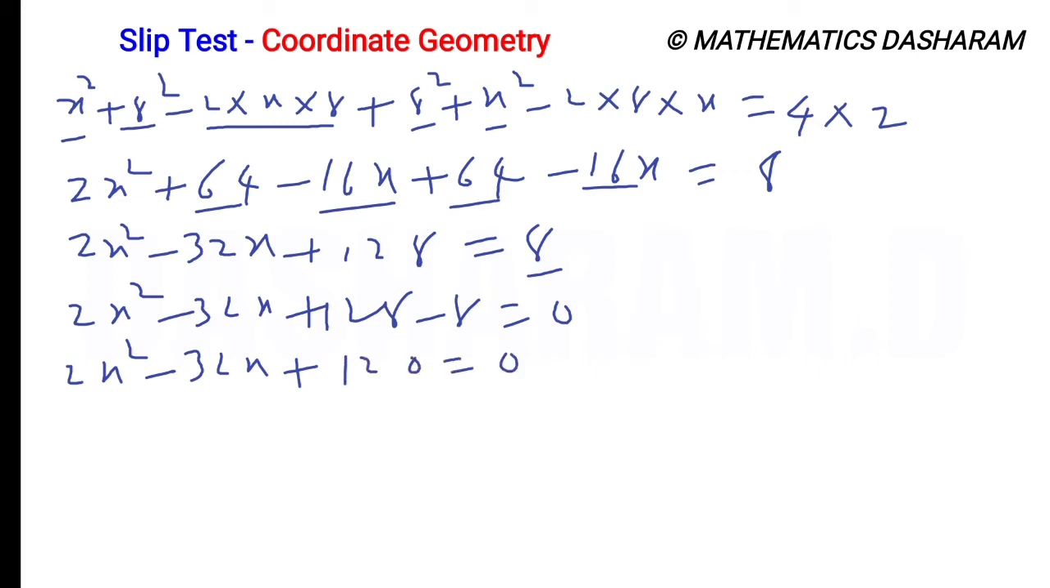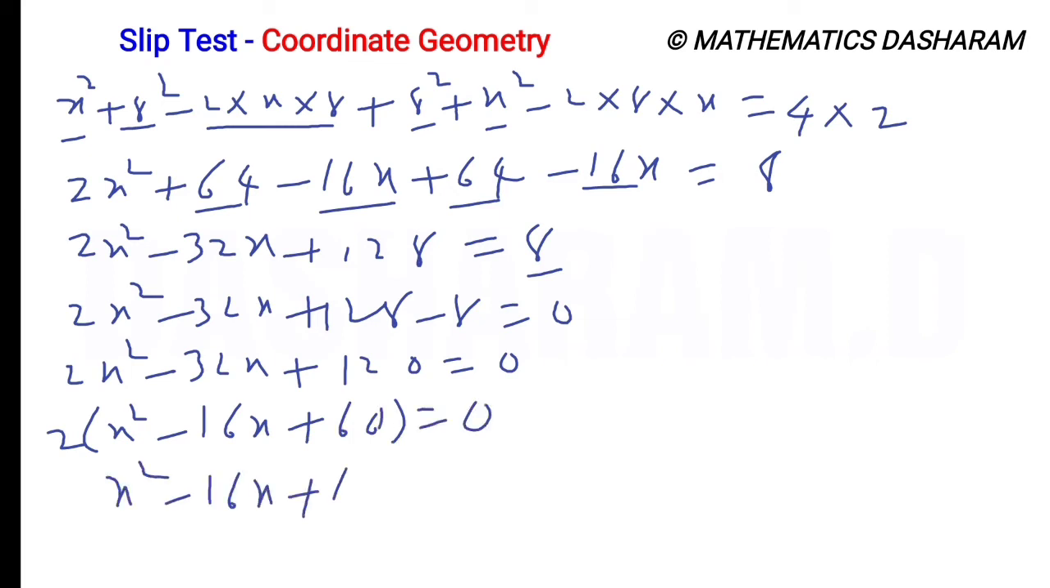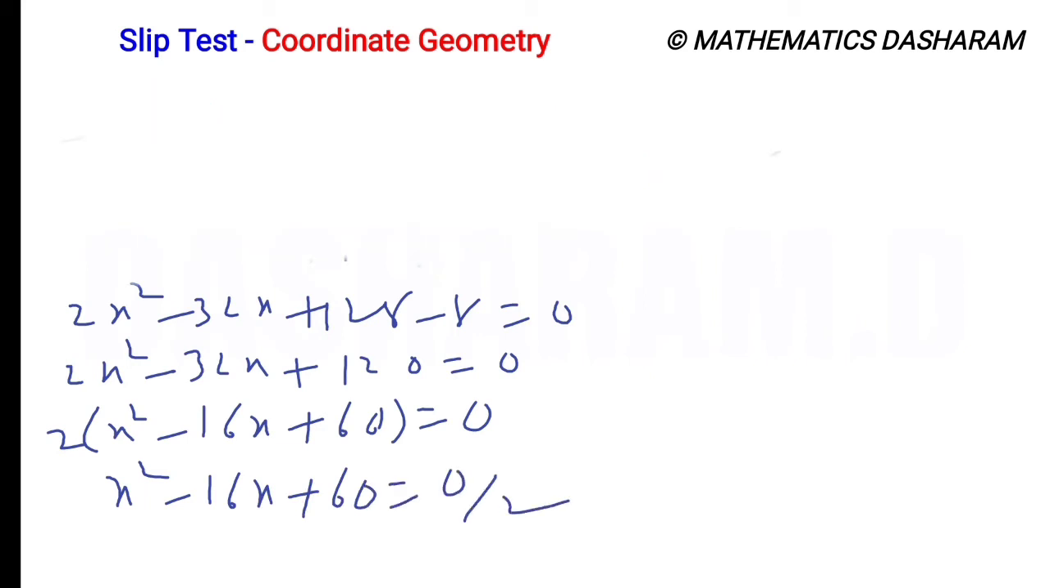It is equal to 0. From the 3 terms we can take 2 common. So x square minus 16x plus 60 equals 0 by 2, that is 0. So let's do factorization. Here x square minus 16x plus 60.